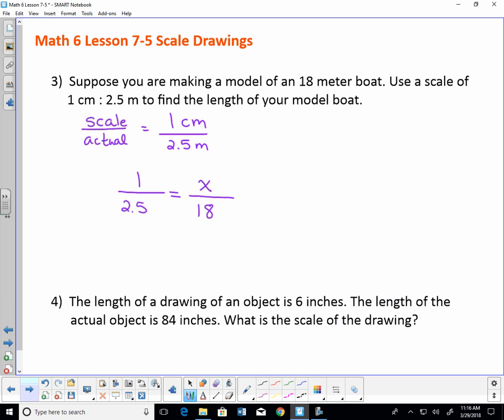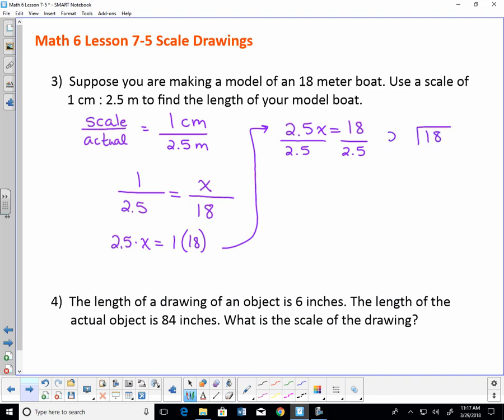Okay, still cross multiplying here. So 2.5 times x is going to equal 1 times 18. Okay, so I'm going to just move this up here so I can see it a little bit better. So I get 2.5x will equal 18. To get x by itself, I divide by 2.5. So I'm going to take 18 and I'm going to divide it by 2.5.